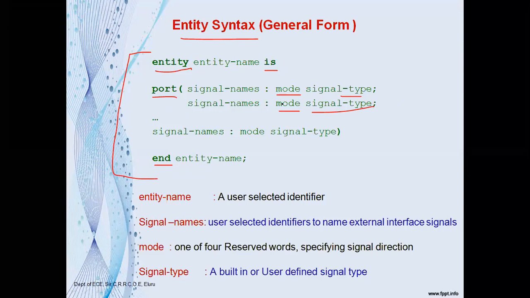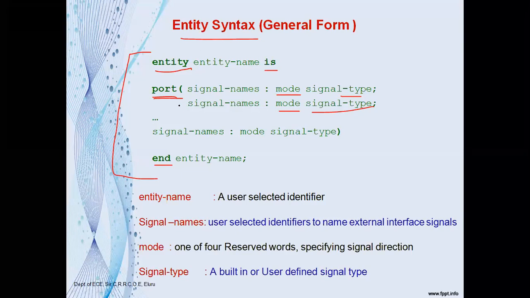The entity describes the number of inputs and number of outputs. Now how can we define the number of inputs and outputs for a corresponding digital model? That is done using the keyword port. In this, the signal name is there, and the signal is distinguished by the mode of the signal. We will see what the modes of the signals are, and the signal type.